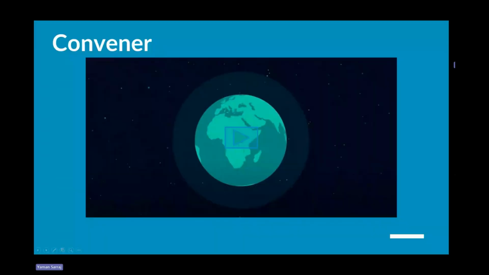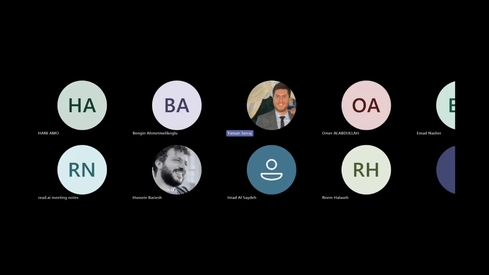Can you see my screen? Yes. Oh, sorry, I disconnected it.